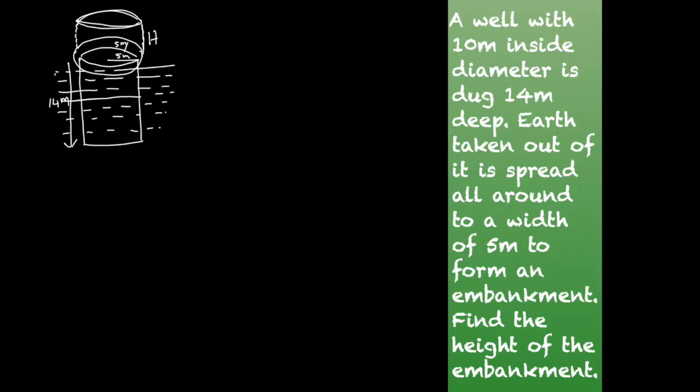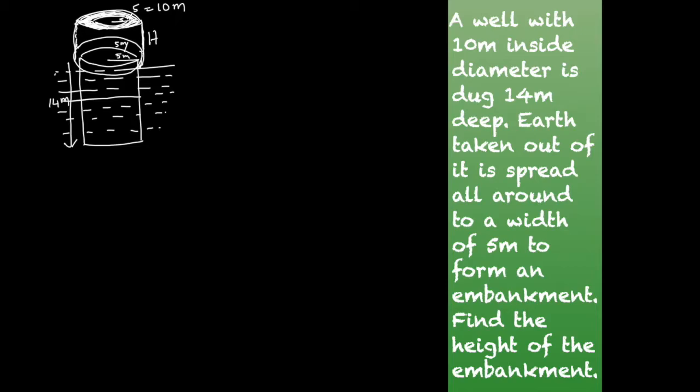So the well is like a cylinder, and the embankment is like a hollow cylinder. It will be like this. This is called the embankment, and it is formed like that. Whatever the inner radius is, here also it is 5 only. Here the width is again 5. So the outer radius will become 10 meter.